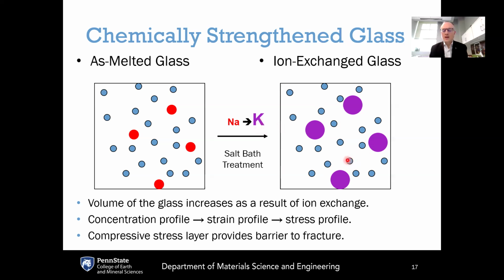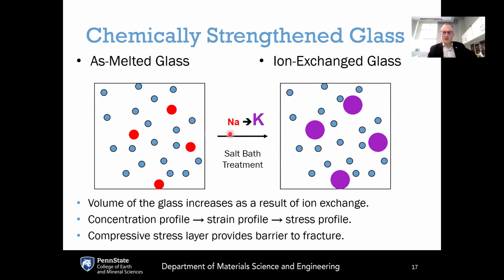Usually the salt would be a potassium nitrate salt, and usually the salt bath treatment is done at a temperature of around 400 degrees Celsius. The temperature needs to be high enough that the salt is in a molten state and high enough such that the kinetics of the ion exchange process are fast, but the temperature has to be low enough so that it's below the strain point of the glass to make sure that the stresses that are generated during ion exchange are not also relaxed. So we have to keep the temperature low enough to suppress that stress relaxation process.